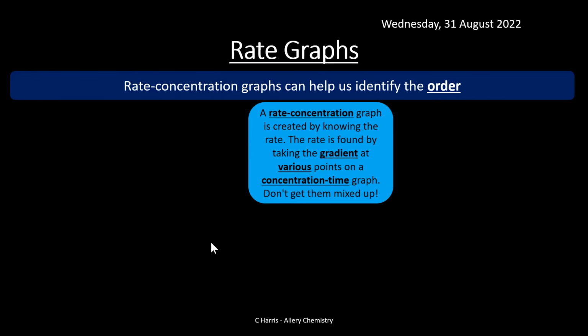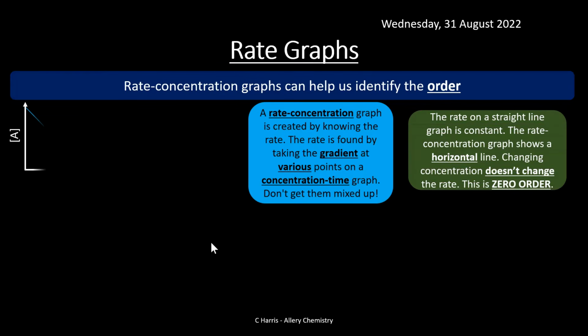So we can obviously use graphs. We talked about tables of data, and we can plot any of these reactions on graphs as well. We can use rate concentration graphs to help us identify the order of a reaction. A rate concentration graph is created by knowing the rate, and the rate is found by taking the gradient at various points on a concentration time graph. I don't want you to get these two mixed up. You've got rate concentration graphs, and you've got concentration time graphs.